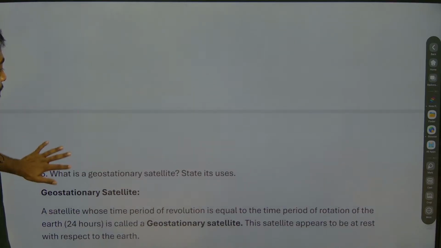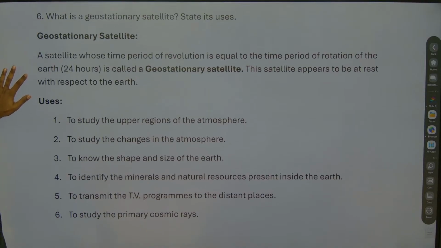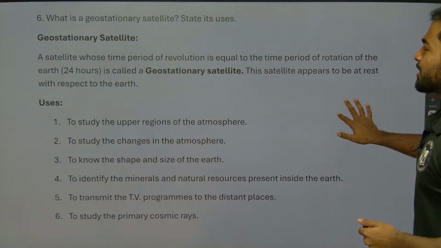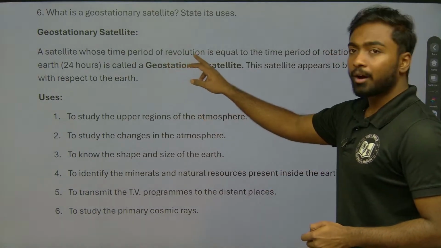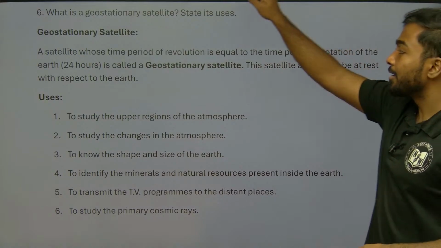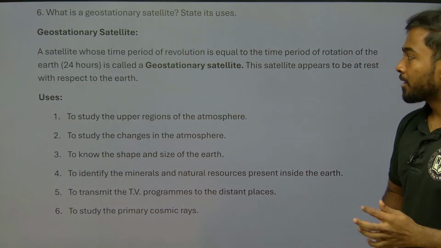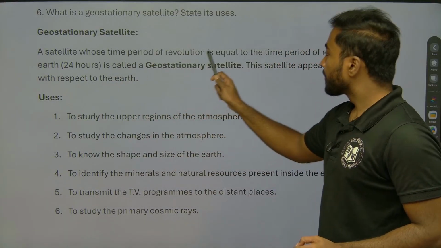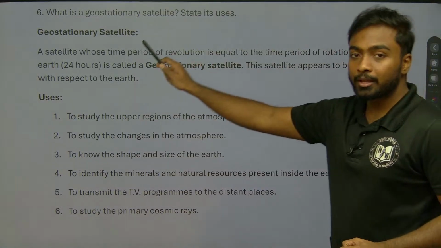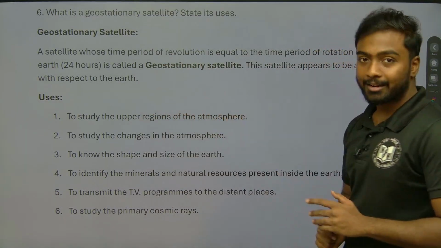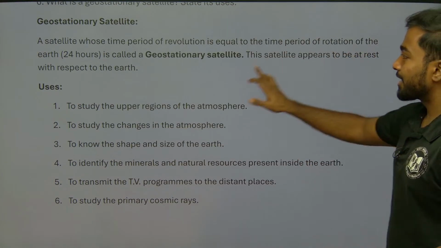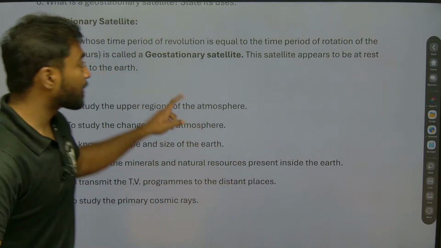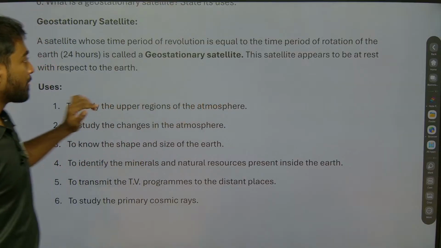So the next one is, what is a geostationary satellite, and we need to state its uses. A satellite whose time period of revolution is equal to the time period of rotation of the earth is called a geostationary satellite. I will repeat: a satellite whose time period of revolution is equal to the time period of rotation of the earth is called a geostationary satellite, and this satellite appears to be at rest with respect to earth. Obviously it will be at rest because both are moving with the same velocity, right?